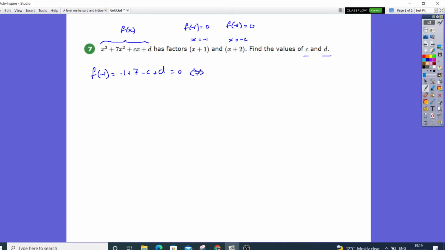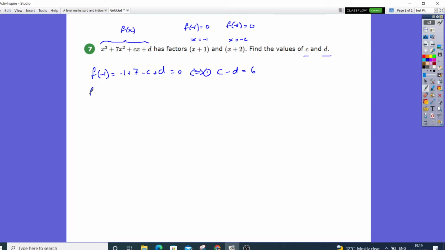Now, if we take the c to the other side, make it positive, and take the d to the other side, make that negative, that will equal, we'll keep this on this side, minus 1 plus the 7, which is 6. So we've got this equation. Since we've got two unknowns, we've got to get simultaneous equations here. We've got two equations.